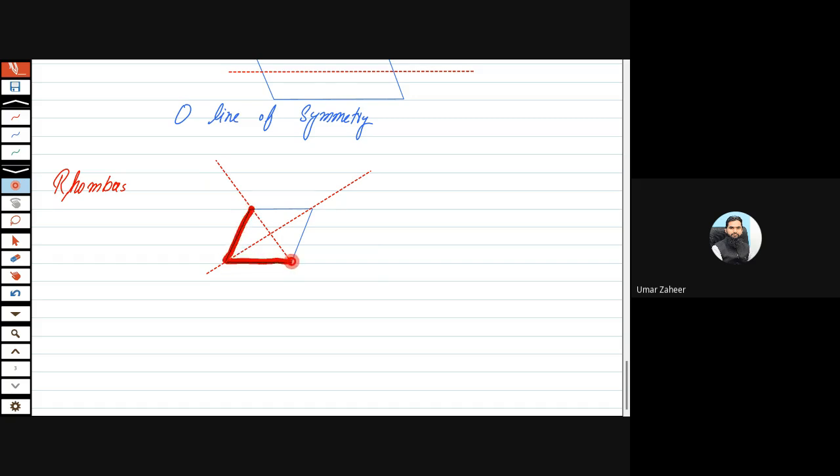Look here, this is the shape. If you take the reflection, it is going to be exactly here. In the same way, if you talk about this upper one, it is going to make exactly one here. So this means that we have 2 lines of symmetry. Clear?